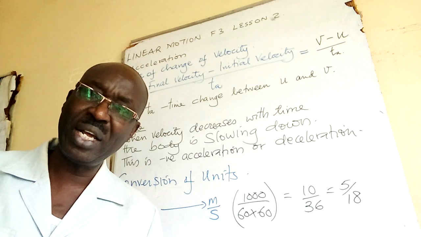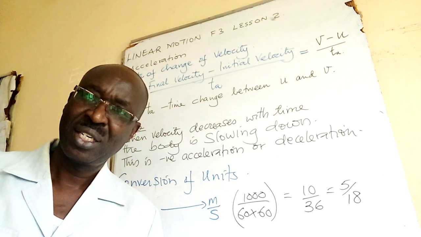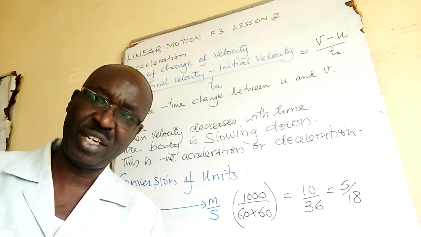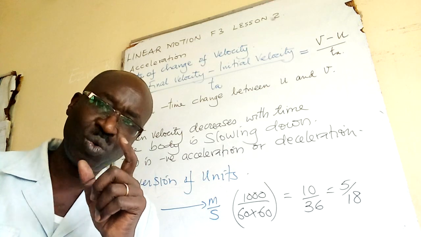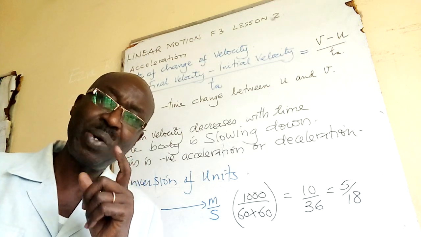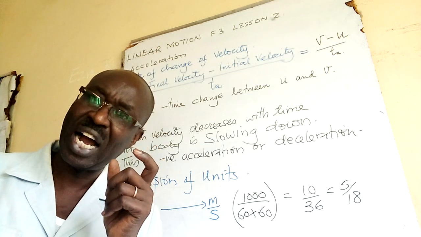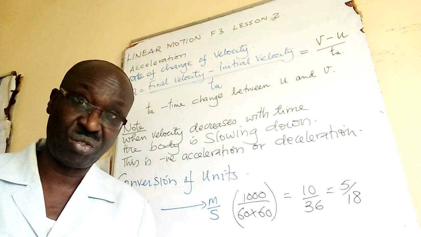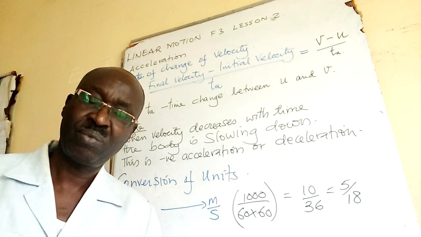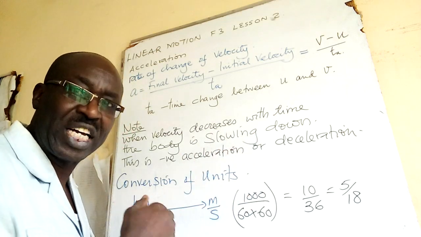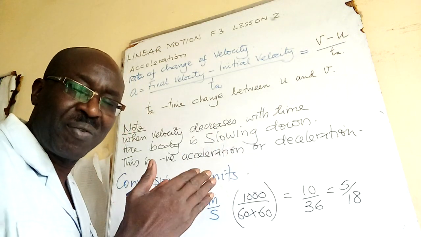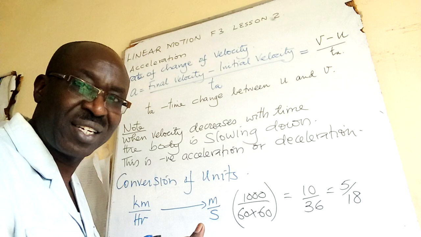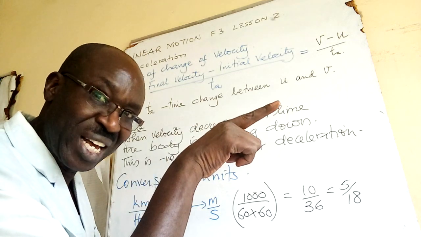when a body covers equal displacement in equal time interval. So that displacement is what I want you to know. Displacement is a figure and a direction. So if I'm moving on a straight line, I cover 10 meters in 5 seconds. I'm still facing the same direction.